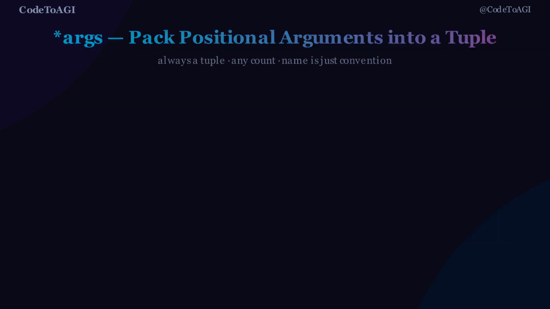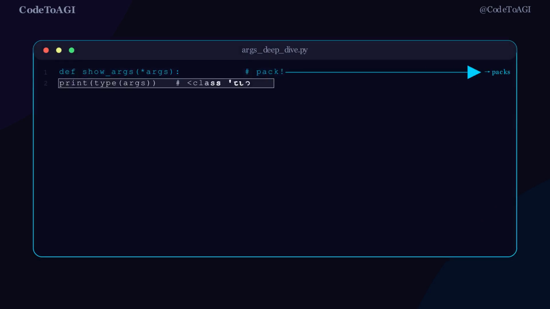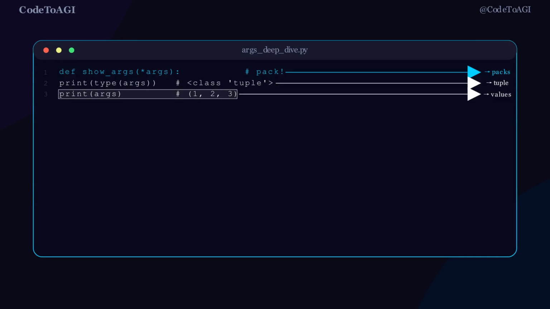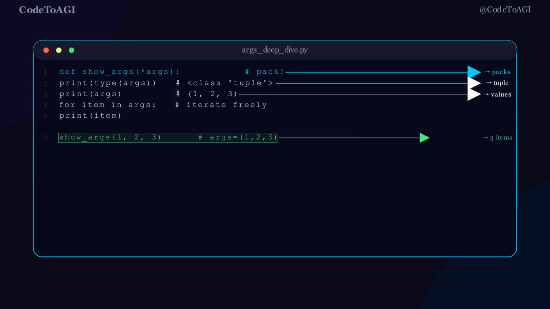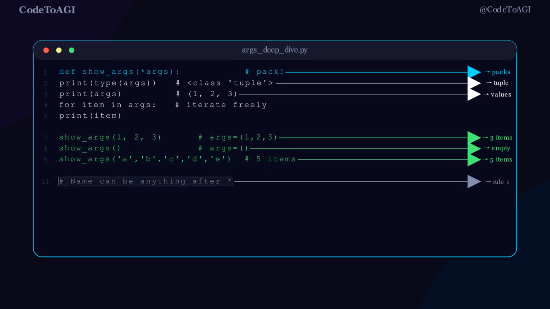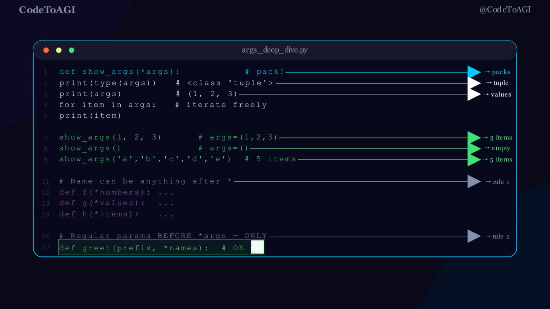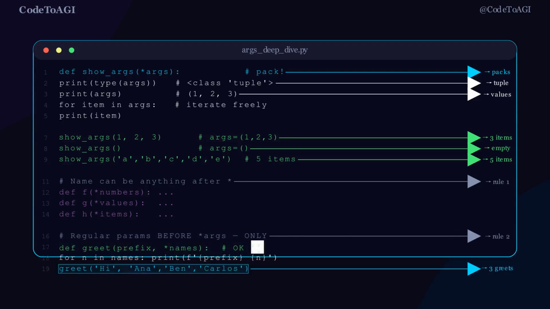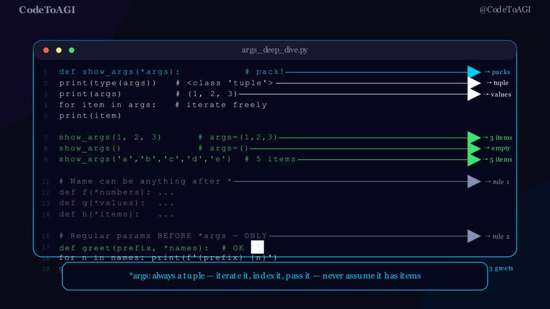Let's understand *args deeply. The star in the parameter definition is the packing operator. It says, collect every positional argument the caller passes and pack them into a tuple. Look at the code. We define a function called show_args with parameter *args. Inside, we print the type of args. It is a tuple. We print args itself. We loop over args and print each item. When we call show_args with 1, 2, 3, args becomes the tuple (1, 2, 3). When we call it with no arguments, args is an empty tuple. When we call it with 100 arguments, args has 100 items.